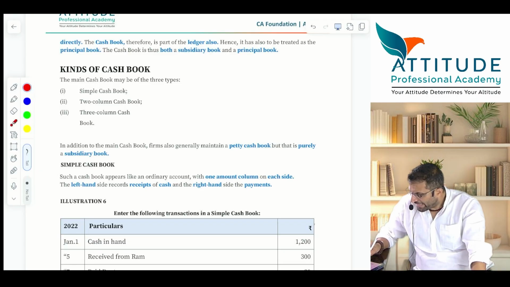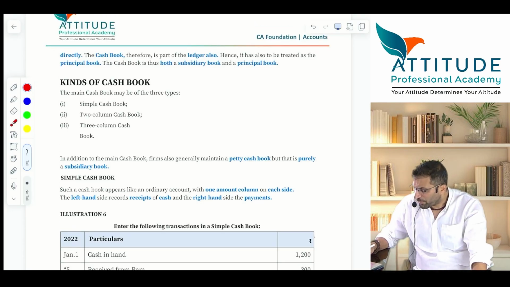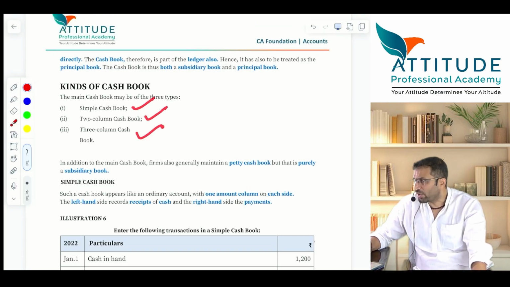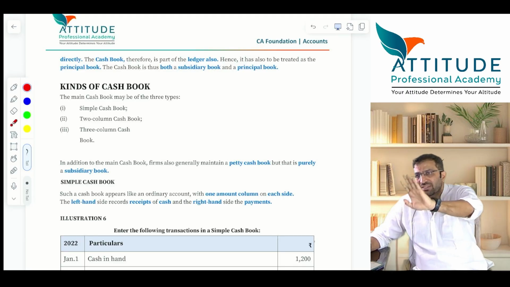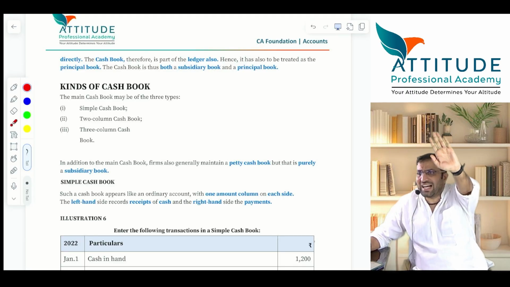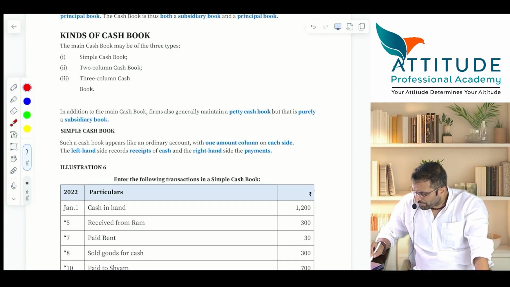So in addition to the main cash book, a firm also generally maintains a petty cash book, but it is purely a subsidiary book. So petty cash book is not a ledger. You have to still go ahead with the cash account. Is that clear? But if you prepare any simple cash book, 2 column or 3 column, you need not prepare separately cash account or bank account, because that book itself is in the form of an account. Is that clear?